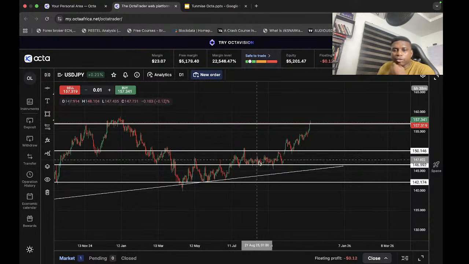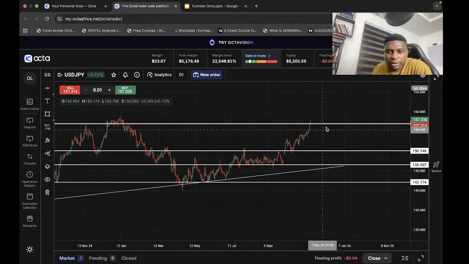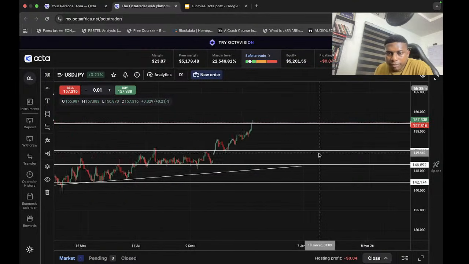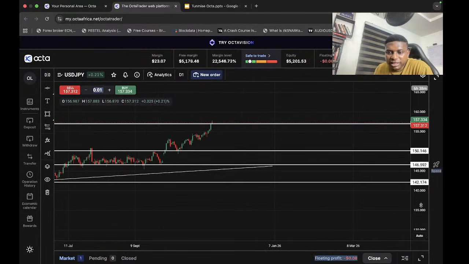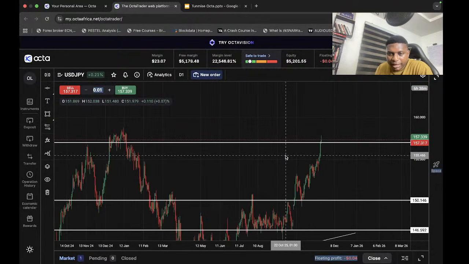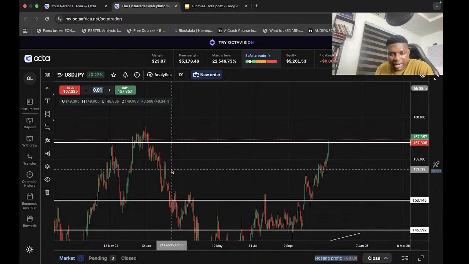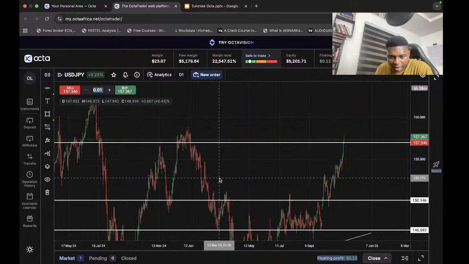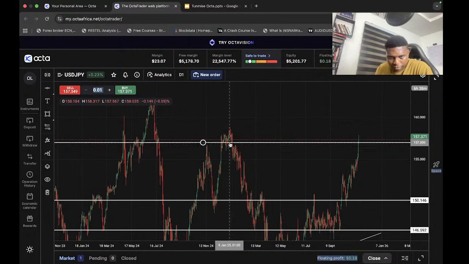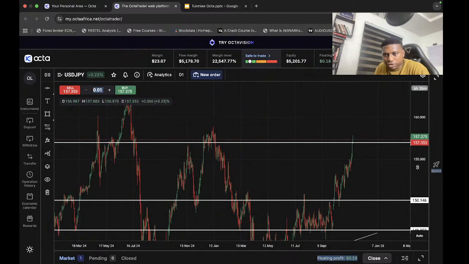So we've been able to map out levels of support and resistance. And currently we can see that USD JPY is at an all-time high, since January 2025. It dropped massively and now it is coming back to position.